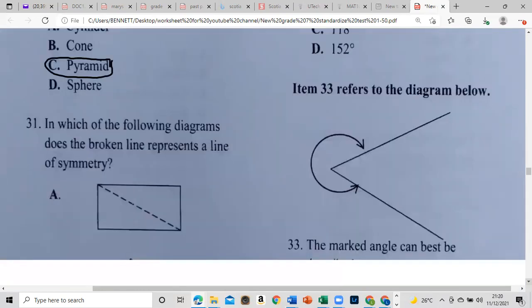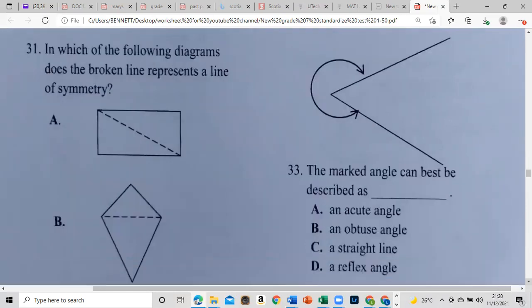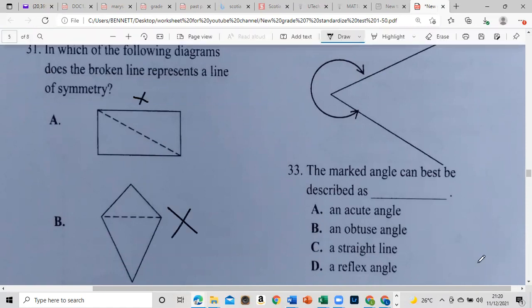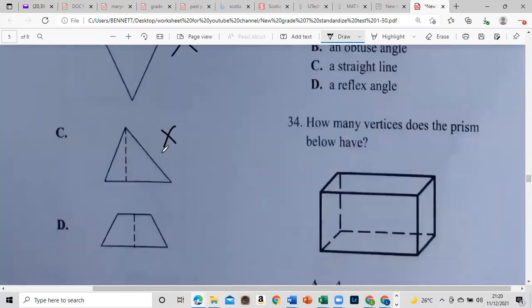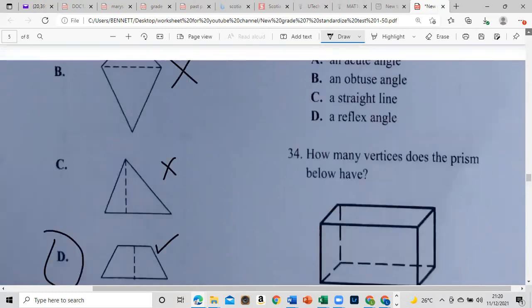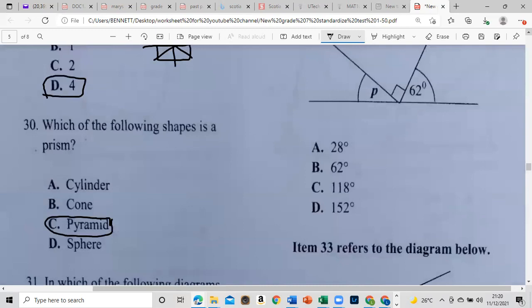And then 31 now. In which of the following diagrams does the broken line represent the line of symmetry? It's going to fold over. So this is a line of symmetry. These are definitely not. Let's go down and see which one we can find. Brings me to wonder if the square has 4 lines of symmetry. Alright, so it would definitely be this. I need to look into that one. Thinking about it, I know the rectangle doesn't have a line of symmetry like that.